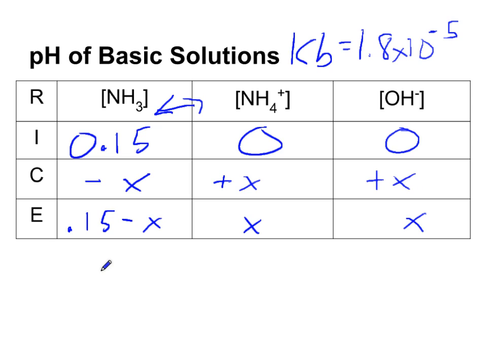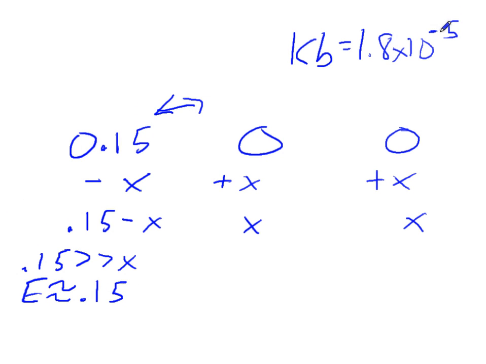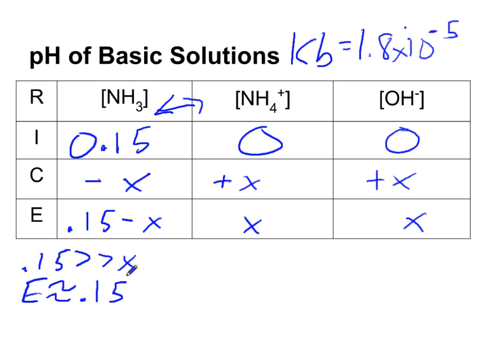The same way we had the weak acid assumption, we can use the weak base assumption. We could say that 0.15 is so much greater than x that our equilibrium concentration is going to be approximately 0.15. It would round back up to 0.15. We can do that because we've got an exponent of negative 5 in our Kb. So as long as we write this information right here, we're showing that we're using the weak base assumption, and we can take this minus x out of our RICE table.